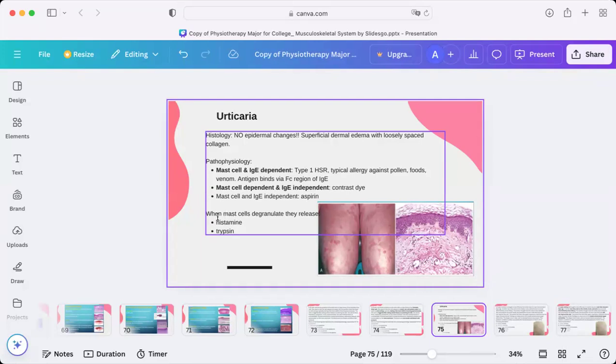Please know that when mast cells degranulate, they release two different things, histamine and trypsin. Sometimes where they try to get you is they won't put histamine as an option. They'll put trypsin as an option, okay?